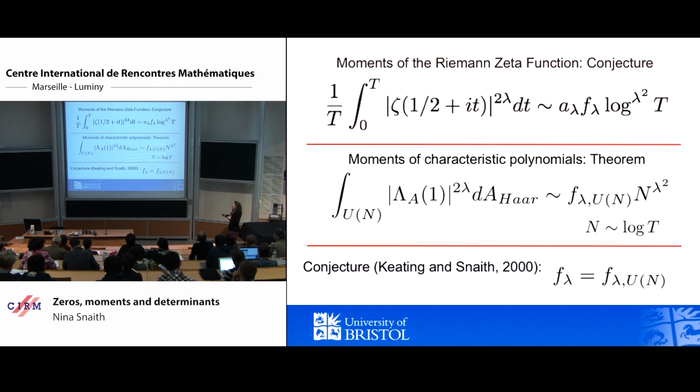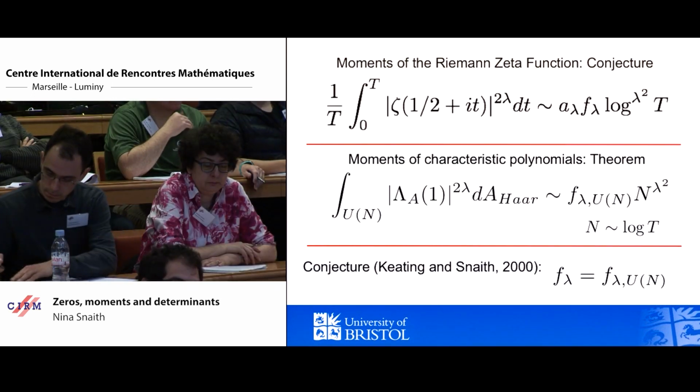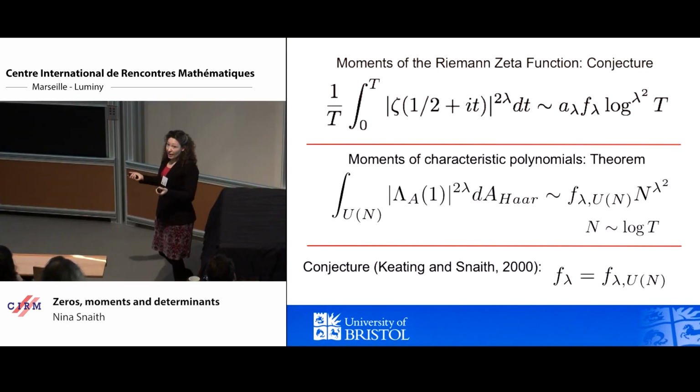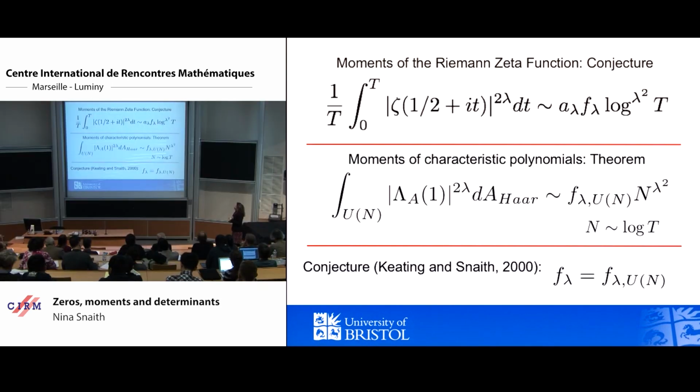So n is our matrix size. When it becomes large, this grows like n to the lambda squared, which looks promising, right? Because by equating the density of zeros and eigenvalues, we get n is like log t. And if you replace n with log t, then we have the same growth behavior, so that's good. And we can calculate the leading order coefficient. In fact, we can do this calculation for finite n, so we can get an exact expression. But for the purposes of comparing to zeta, we'll just look at this leading order term. So we know what this leading order coefficient is. It is indeed a rational number.